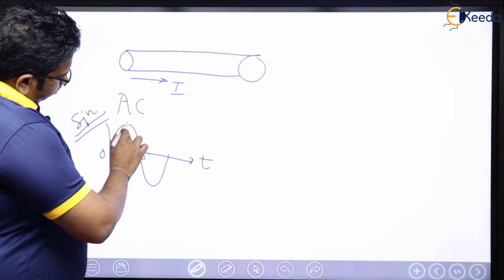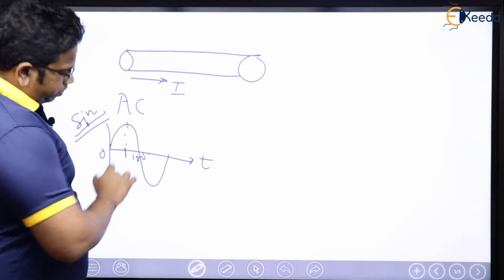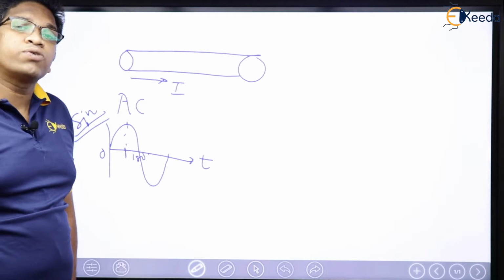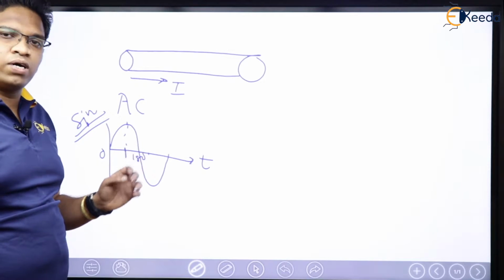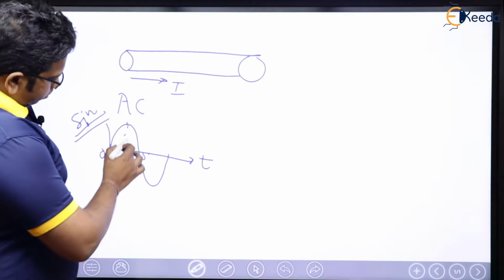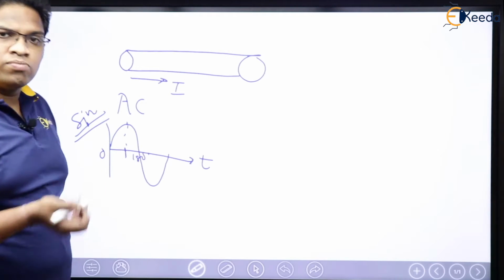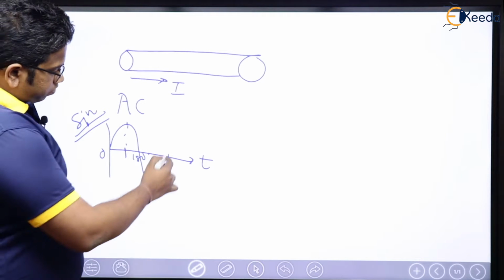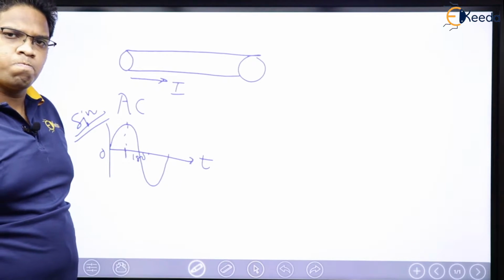When time comes here, at 90 degrees, what is going to happen? There is going to be positive current. Then again, if time comes here, 0 current. If time comes here, negative maximum current. And if time comes here, it is going to be 0 current.